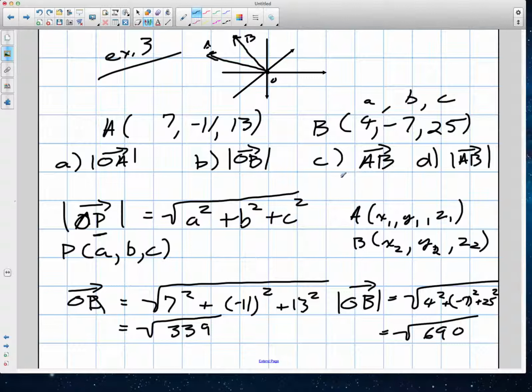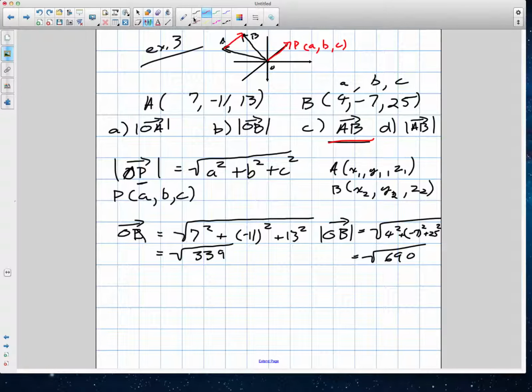But the next question doesn't ask us for a magnitude, it's just asking us for the components or the position vector of AB. Because we know in 3 space, technically this is AB. But we want to know what that would look like coming from there, or in other words, our OP. Okay, so what would these coordinates be? We're trying to find out what the 3 coordinates of this would be. What will A, B, and C be for vector AB?